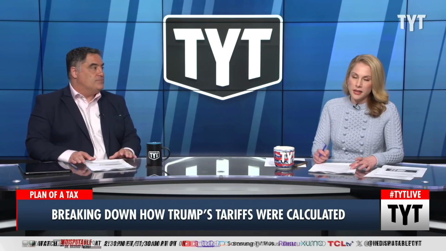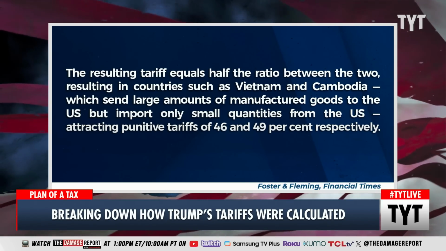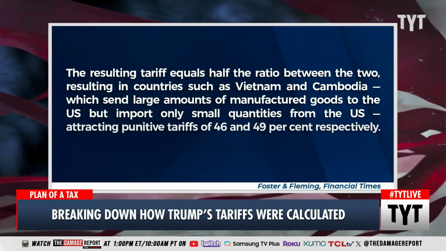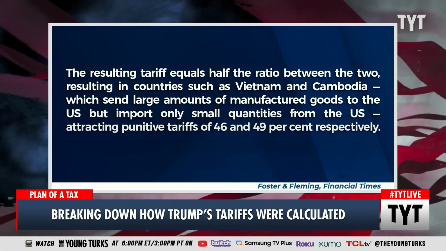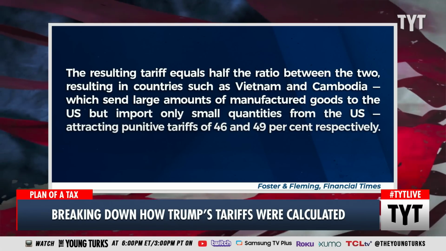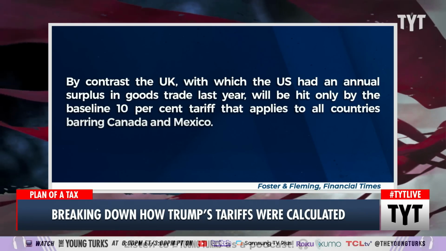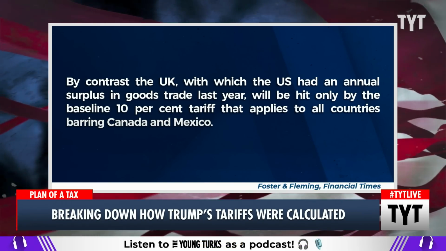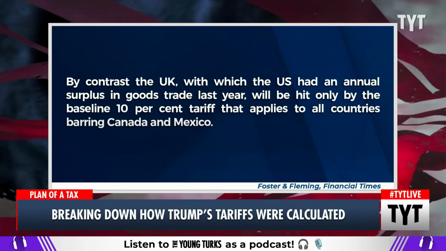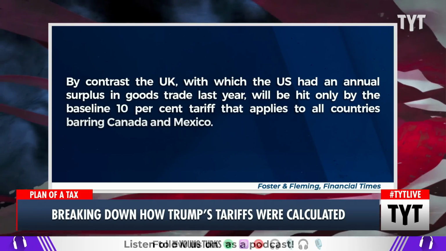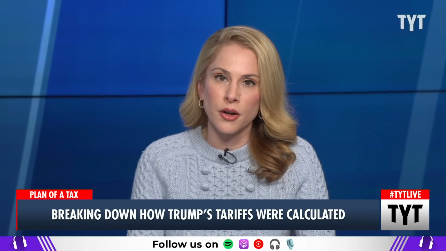So the Financial Times continues to write that the resulting tariff equals half the ratio between the two, resulting in countries such as Vietnam and Cambodia, which send large amounts of manufactured goods to the United States but import only small quantities from the US, attracting punitive tariffs of 46 and 49% respectively. By contrast, the UK, with which the US had an equal surplus of goods trade last year, will be hit only by the baseline 10% tariff that applies to all countries barring Canada and Mexico. And then there's one country that's absent from Trump's list of tariffs, and that country is Russia.